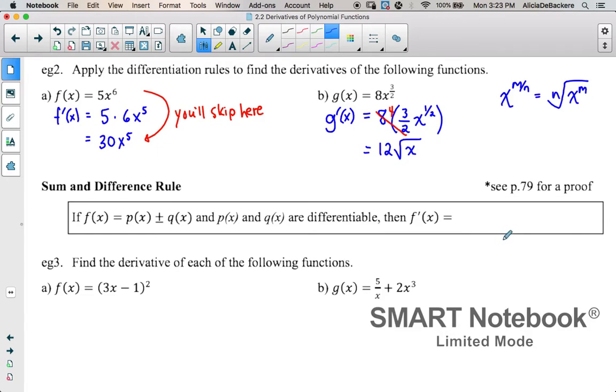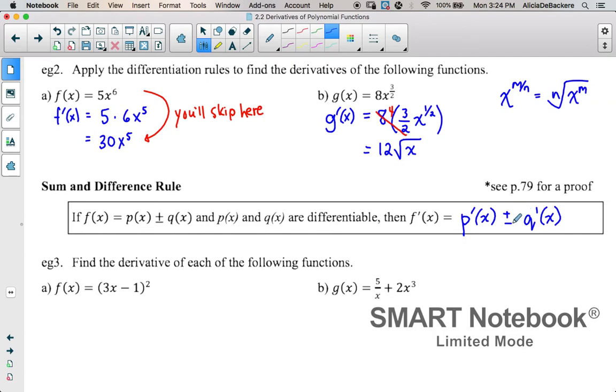All right, the sum and the difference rule, I'm just going to give you this rule, and if you want to know why it works, you can check out page 79 in your textbook. The sum and the difference rule is that if I'm adding two separate functions or subtracting, so I've got p at x and q at x, and if I put a sum in between them, and if p at x and q at x are both differentiable, so I can take the derivative, then the derivative is nice and simple for us. I just take the derivative of p and take the derivative of q and add or subtract them, the same as what the original was. So if the original was adding, then I add the derivatives. If the original was subtracting, then I subtract the derivatives.